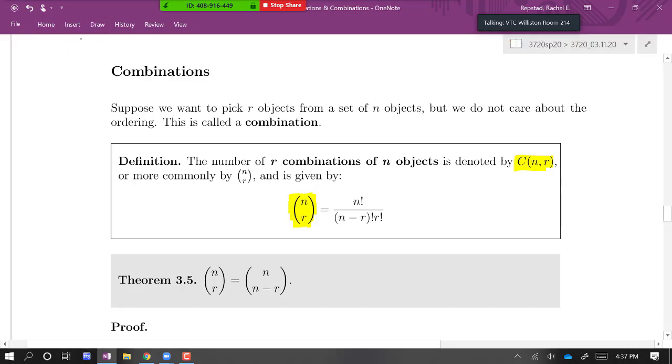So we put the parentheses, we put n over r. Note that it's not a fraction. There's no fraction bar. And when we say this, it's really common to say n choose r. That's the number of ways that we can pick r objects from a set of n. The formula is really similar to the permutation formula. The difference is the presence of this factor of r factorial in the bottom.